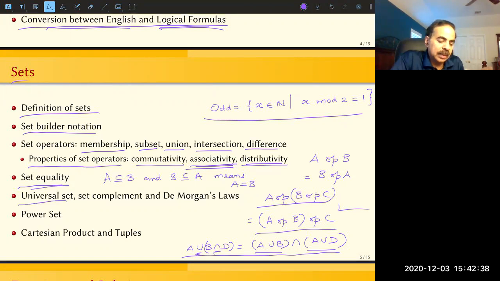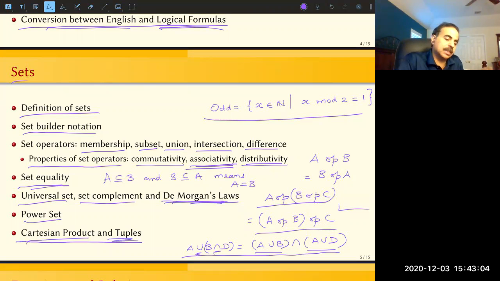We talked about universal sets. How do you do complement of sets, and De Morgan's laws as they apply to sets, as opposed to De Morgan's laws as they apply to Boolean algebra, right? So that's what we did before, but now here we are doing De Morgan's law on sets. We talked about power sets and Cartesian product on sets and how that relates to tuples.